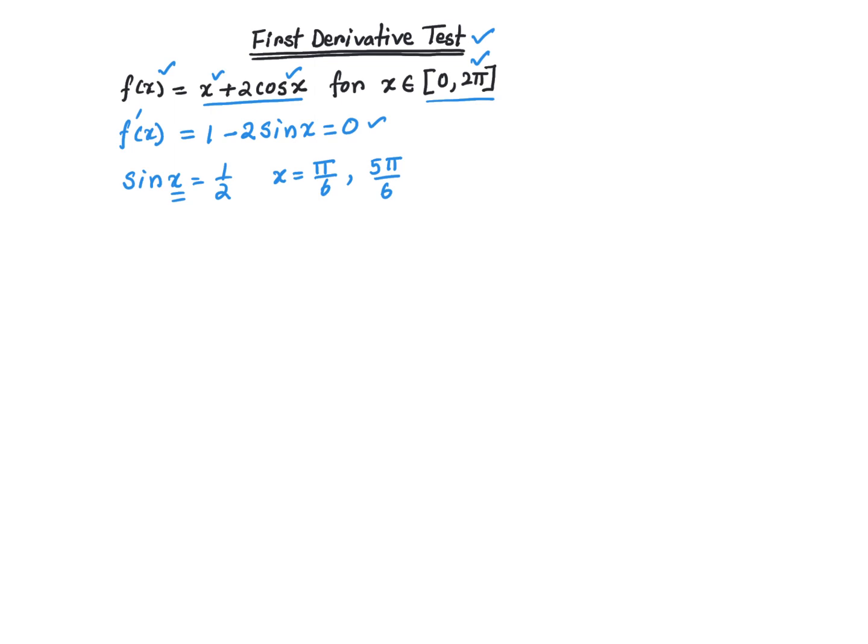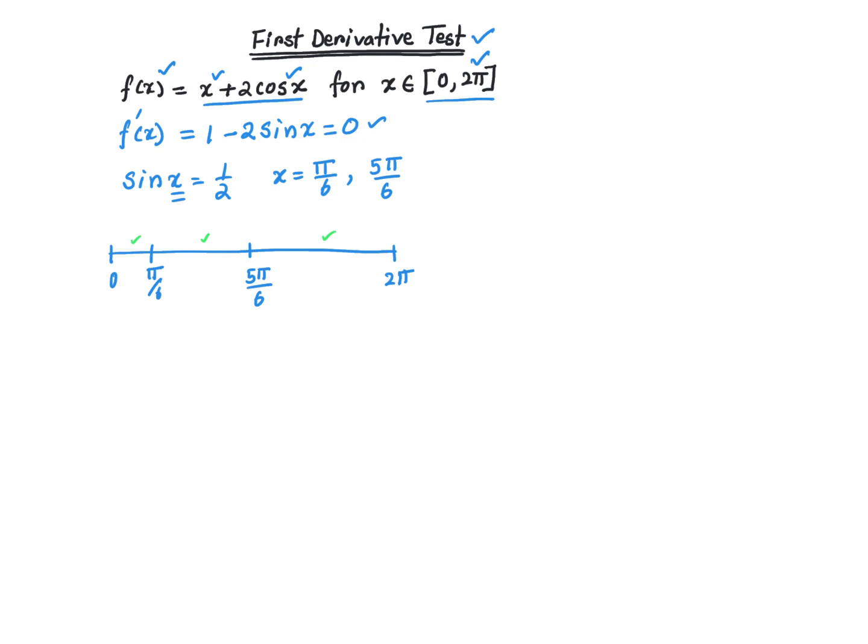So that divides our number line into 3 regions. Let's say this is my 0, this is my pi over 6, this is my 5 pi over 6, and this is my 2 pi. So we need to consider these 3 regions.